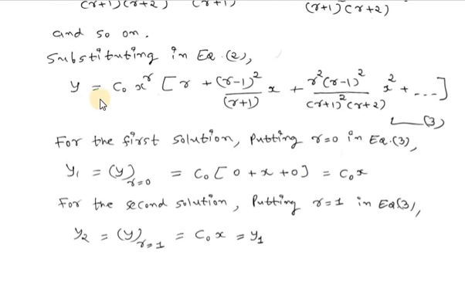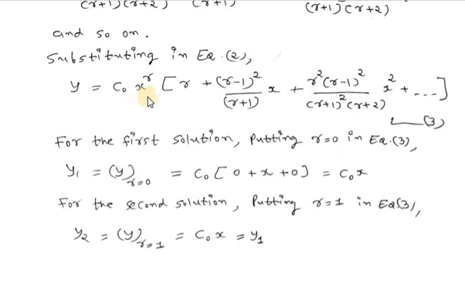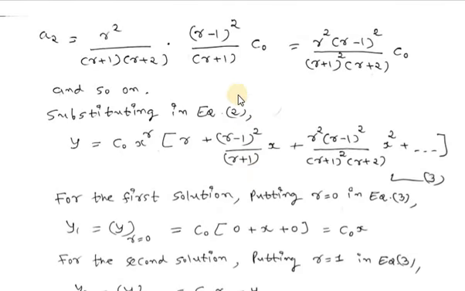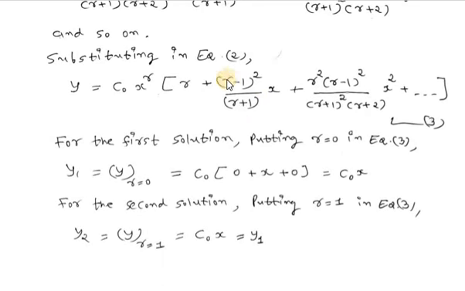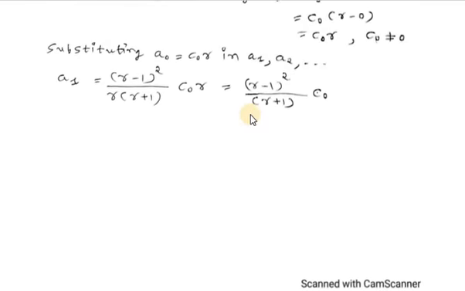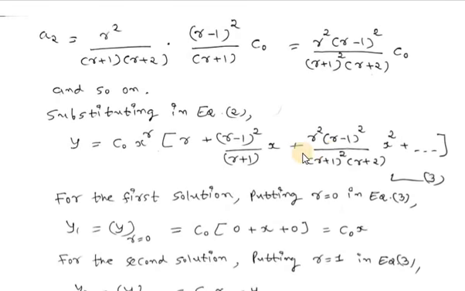So y equals, taking c0 common, y equals c0 x raised to r into (1 plus (r minus 1) whole square over (r plus 1) into x. This is the value of a1, okay. Then plus this is the value of a2, and we have taken c0 common, into x square plus dash dash, and so on. So this is equation number 3.